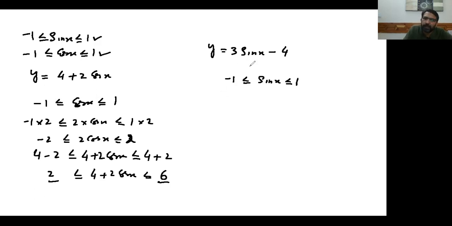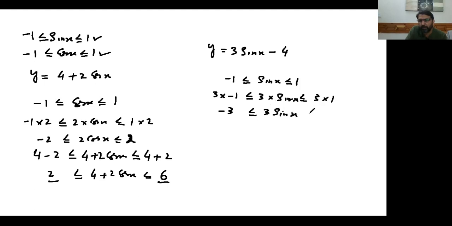We will do something by multiplying, adding or subtracting some values to this basic function to reach this place. First of all, we see that there is a 3 written with the sine, so we have to multiply by 3 everywhere. 3 times -1 is less than or equal to 3 times sine x, less than or equal to 3 times 1. So this becomes -3 less than or equal to 3 sine x less than or equal to +3.